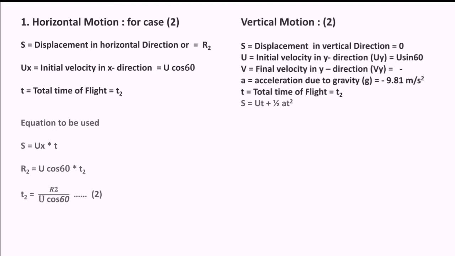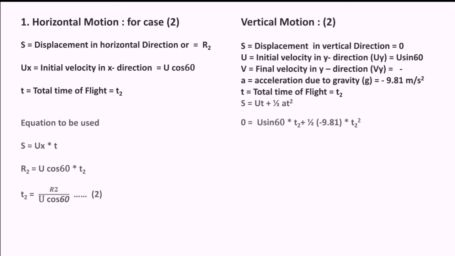U is equal to initial velocity in y direction, so it will be U sin 60. Final velocity will be dash because it is not asked in the question. A is minus 9.81 meter per second square and total time of flight will be T2. Using the equation S is equal to ut plus half at square and substituting the given values, I will get the equation as 0 is equal to U sin 60 into T2 plus half into minus 9.81 into T2 square.